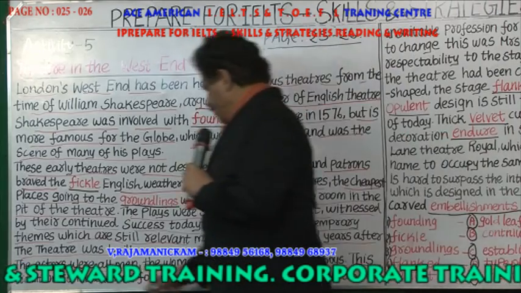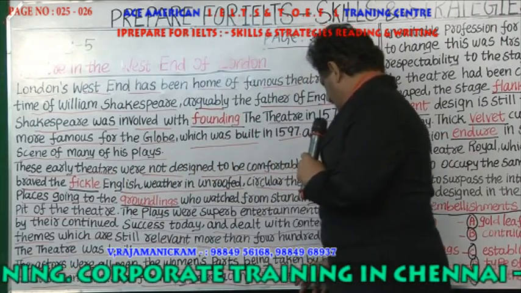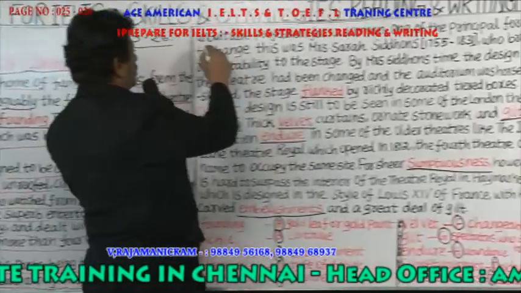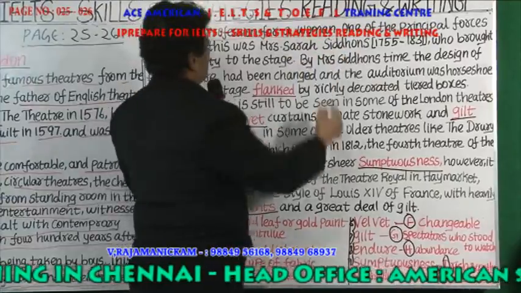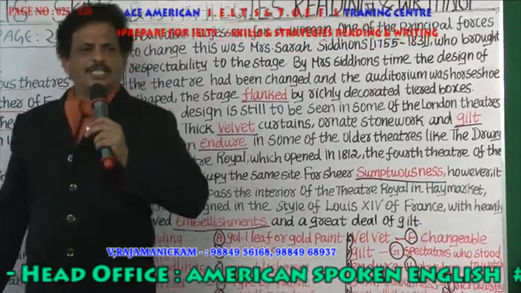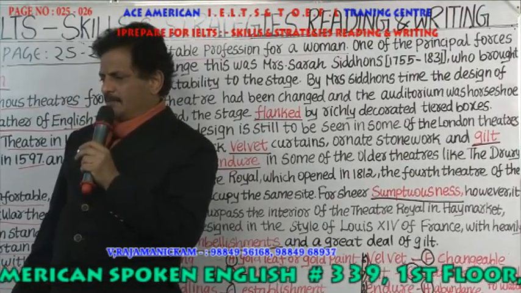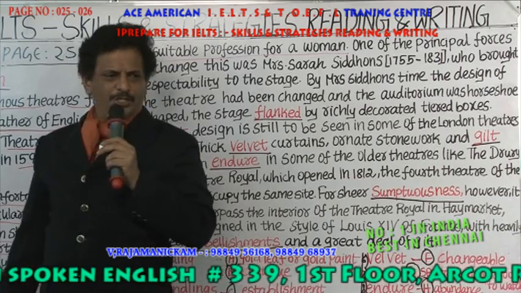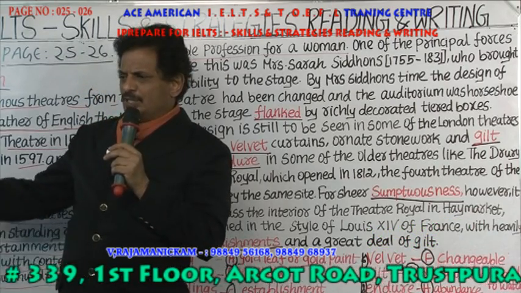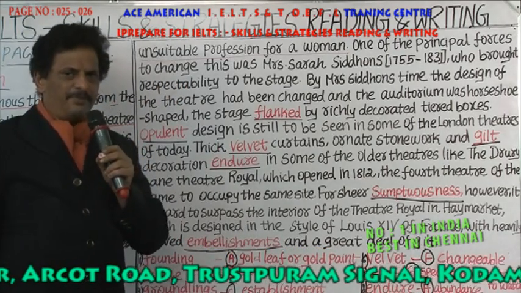This tradition continued, and for many years acting was considered an unsuitable profession for women. So in earlier days, during Shakespeare's time, it was considered not suitable for females to act in dramas and plays. Only the men should. Even if it was the role of a female, the boys or the men used to costume themselves and act as women.